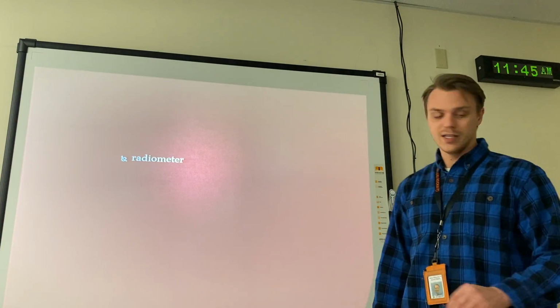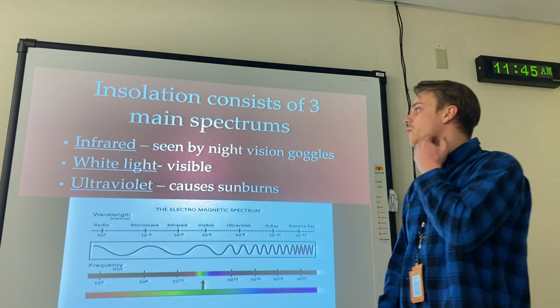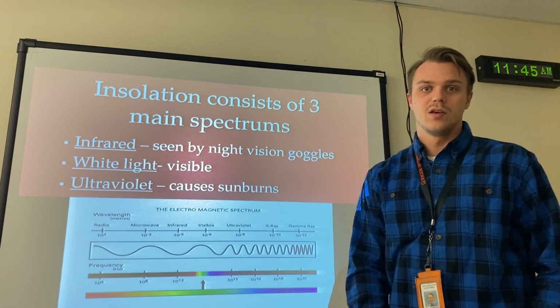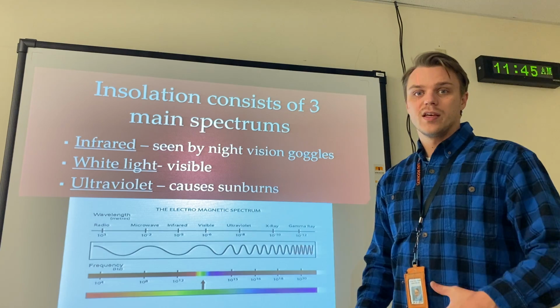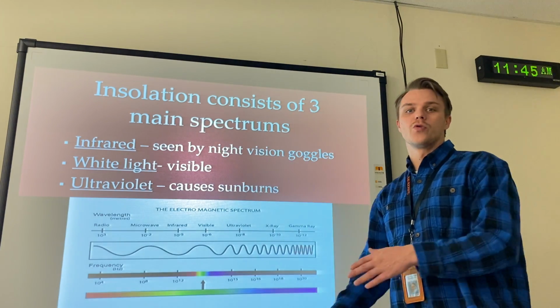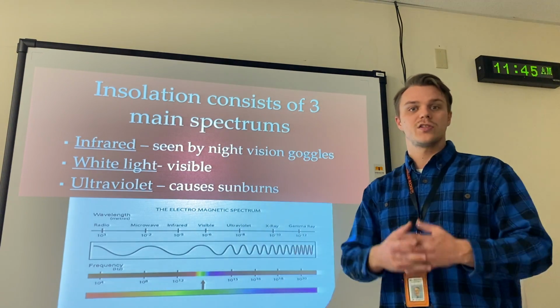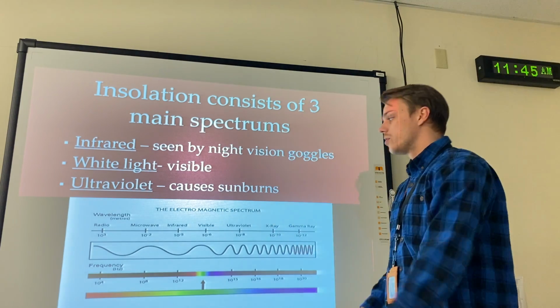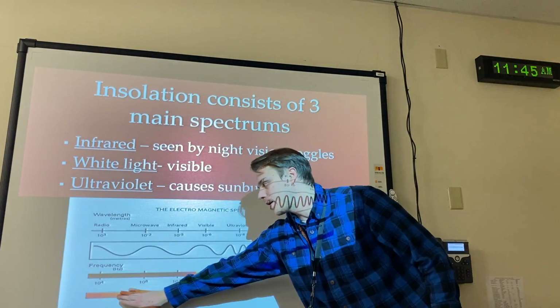So let's get into what sunlight really is. Insolation is made up of three forms of light. The light that we can see is the rainbow, ROY G. BIV, which we call it. So that's just all the colors you can see, from red, blue, all the way up to purple. We can see that spectrum here.